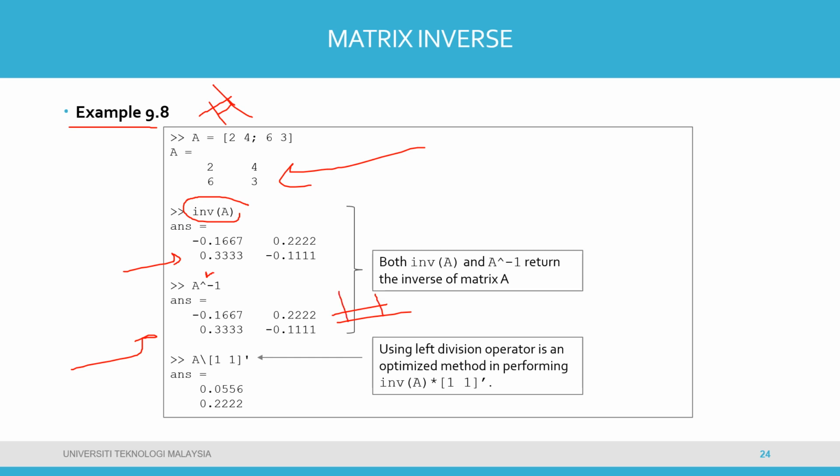Another approach is to use this one, the backslash. So A backslash, or using a left division operation, and then multiply by 1 1. Because you just want to inverse it, you just use 1 1. So you get the answer, but the answer is a little bit different. Don't forget this.